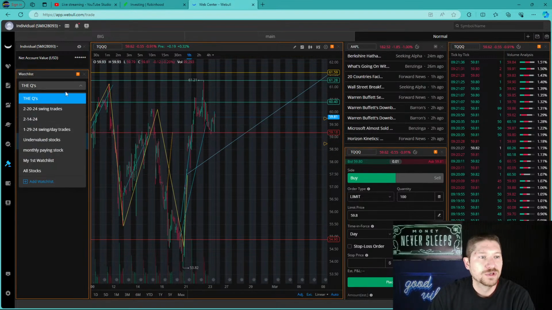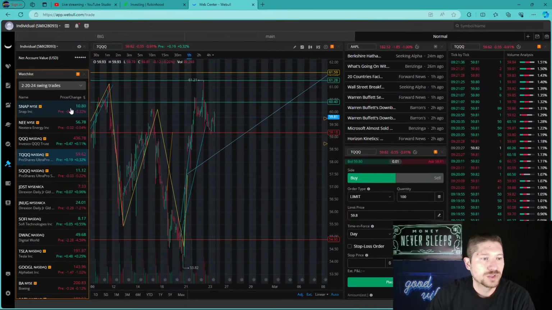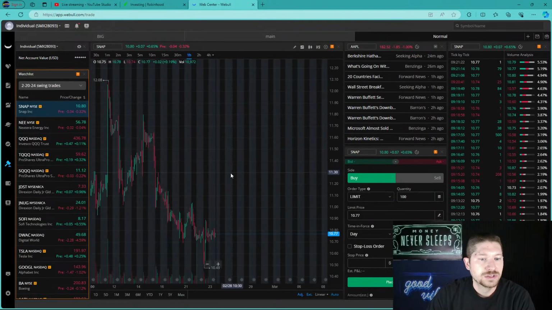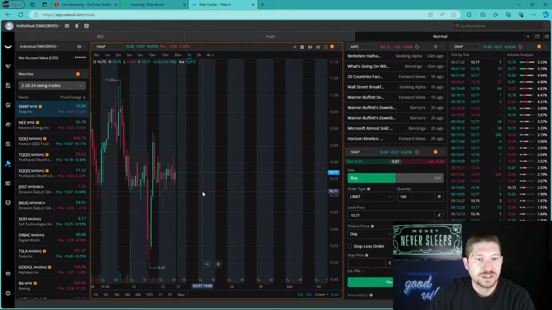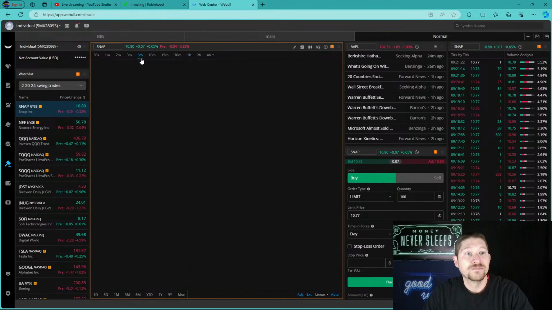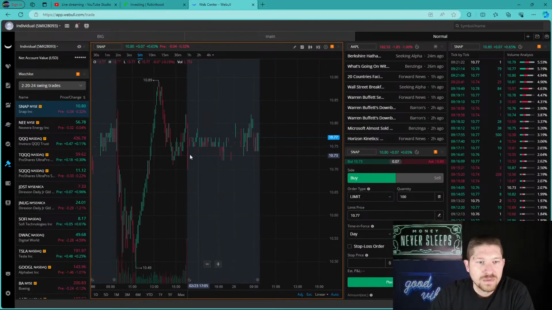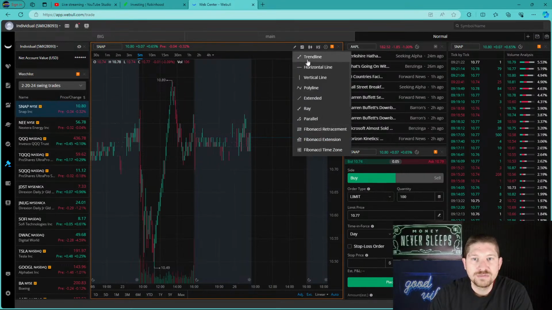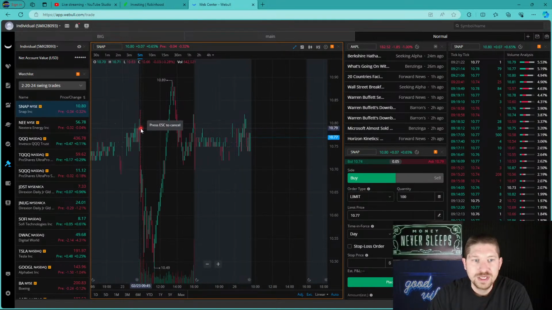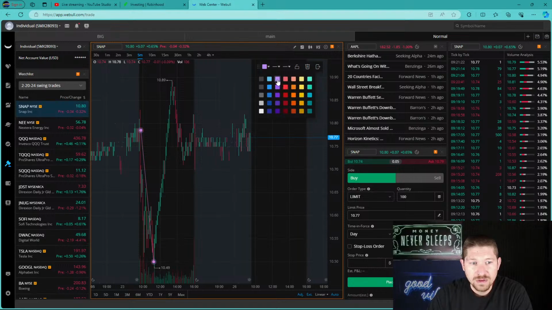Let's go over a couple more here. Some swing trades. Snap is not looking very good at all. As you can see here, they had this huge swing yesterday. They opened and went straight up here all the way down to 10.49. That's a 2.5% decrease. Okay, we're gonna make that a purple line.